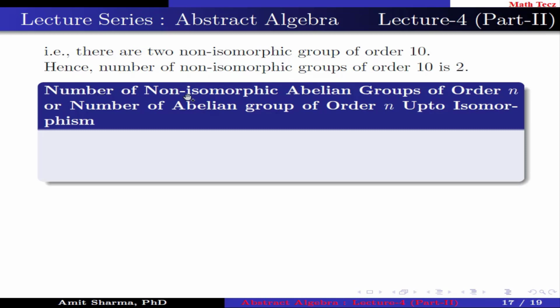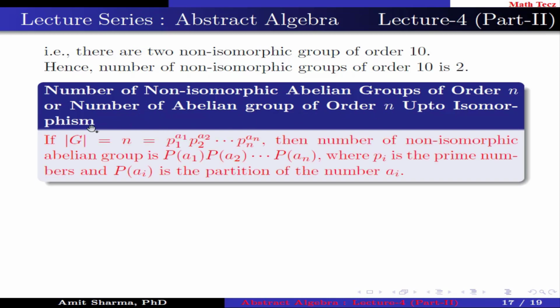Next is the number of non-isomorphic abelian groups of order n, or the number of abelian groups of order n up to isomorphism. If the order of G is n, which can be written as p1 to the power a1, p2 to the power a2, up to pn to the power an, then the number of non-isomorphic abelian groups is P of a1, P of a2, up to P of an, where pi is a prime number and P of ai is the number of partitions of ai.